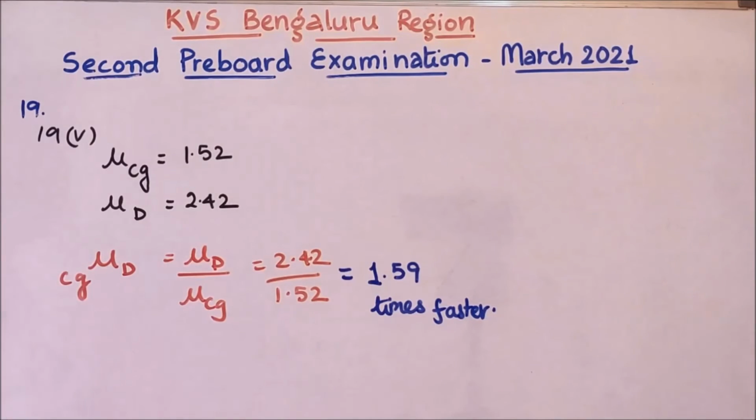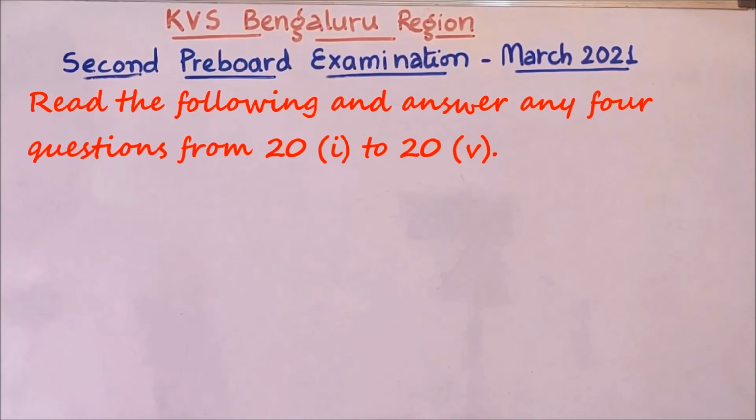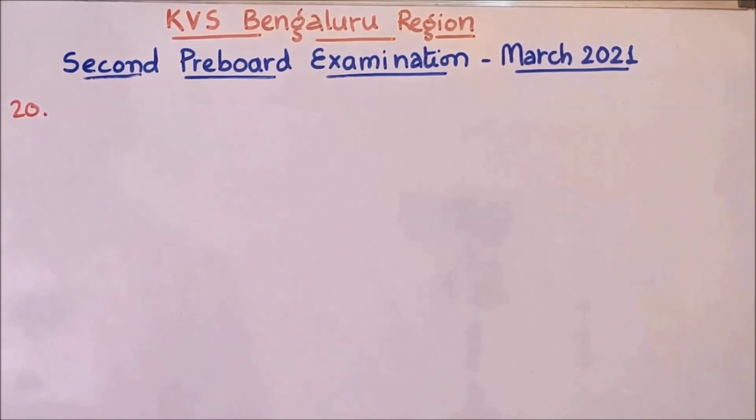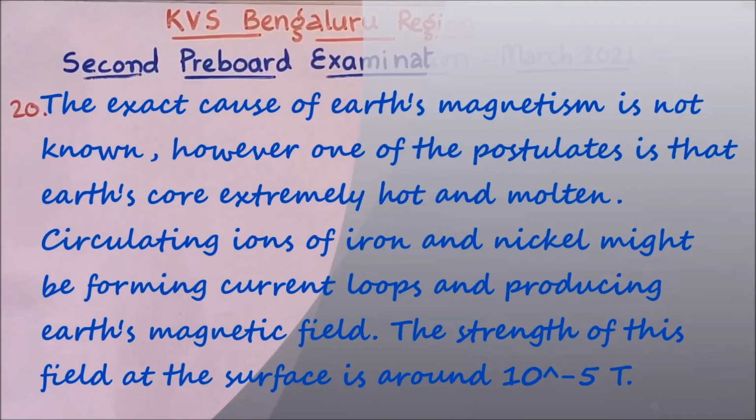Now let's do the last and the final question, that is also a paragraph. So let's begin. Read the following and answer any 4 questions from 21 to 24. This question is 20. There is a diagram there, and before showing you the diagram I would like to read the passage given there. The passage is: the exact cause of Earth's magnetism is not known. However, one of the postulates is that the Earth's core is extremely hot and molten. Circulating ions of iron and nickel might be forming current loops and producing Earth's magnetic field. The strength of this field at the surface is around 10 power minus 5 Tesla.